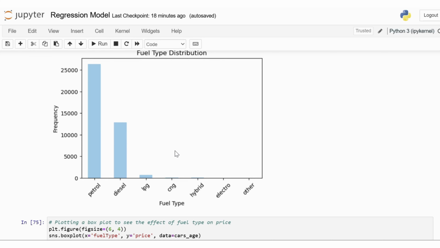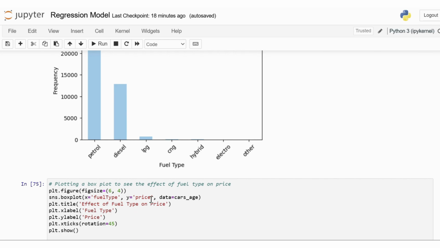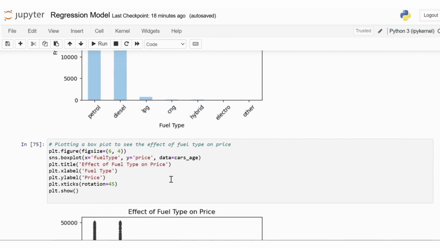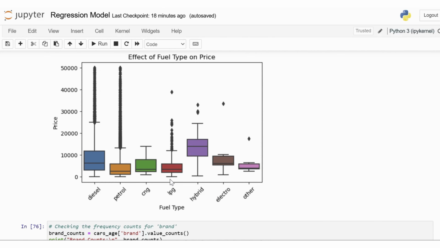Now, let's explore how fuel type influences the price by using a box plot to understand how the price of cars varies according to their fuel type. Here's a detailed analysis. The median price for diesel cars is relatively high compared to other fuel types. There is a wide range of prices, with many outliers reaching up to 50,000. This indicates a strong variation in the prices of diesel cars.